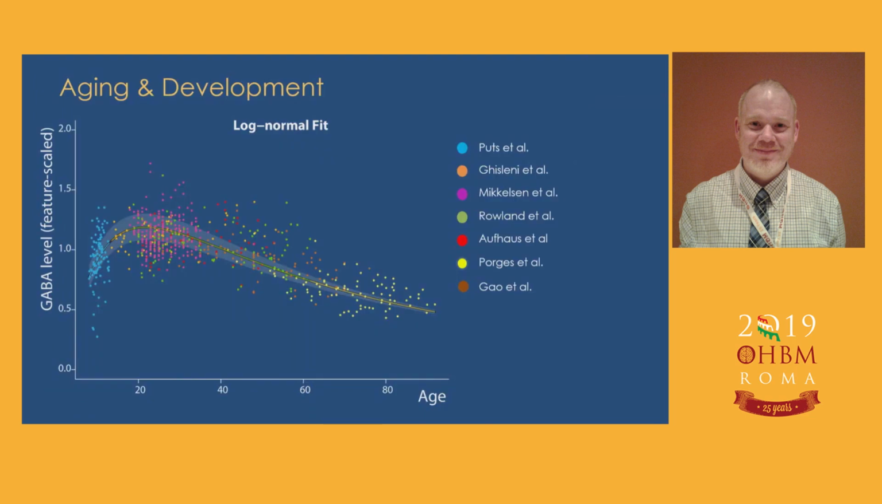So aging and development is important, and Dr. Harris talked about aging and development somewhat. The results on aging and development are very wide-ranging, they're not consistent, and studies use different techniques, different sample sizes, etc. But they also use different cohorts.